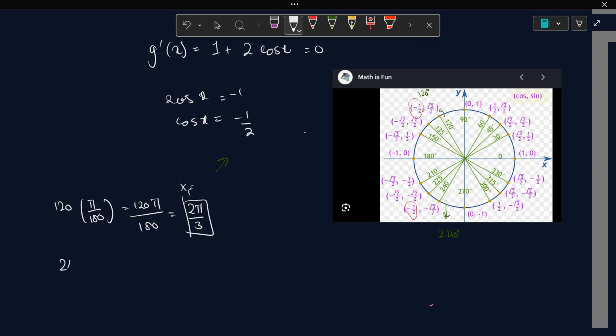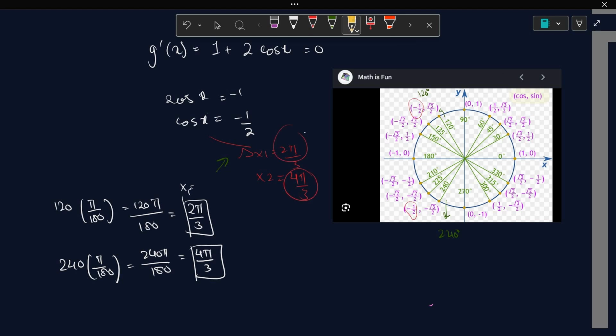What about your second x value? You do the same thing, multiply by pi over 180. You have 240 pi over 180, which gives you 4 pi over 3. So you get 2 x values here: x1 as 2 pi over 3 and x2 as 4 pi over 3 from this unit circle. I hope that makes sense. This is how you figure out your critical points.